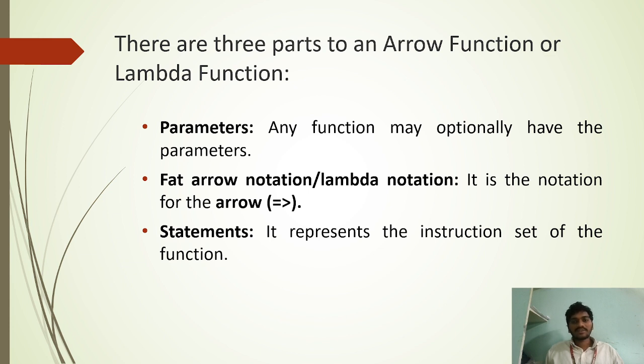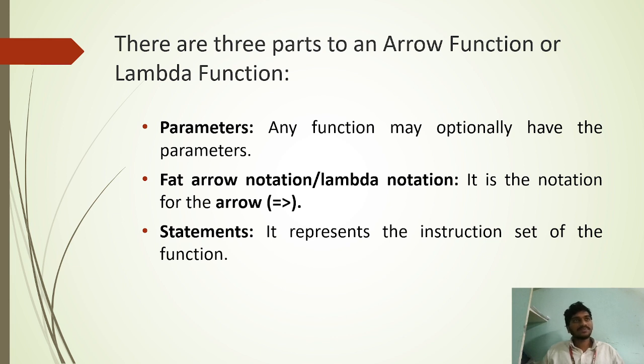There are three parts to an arrow function or lambda function. First, parameters. Any function may optionally have parameters. The second one is the fat arrow notation, or lambda notation. It is the notation for the arrow. And third, statements, which represent the instruction set of the function. So there are mainly three parts for the arrow function: parameters, notation, and statements.